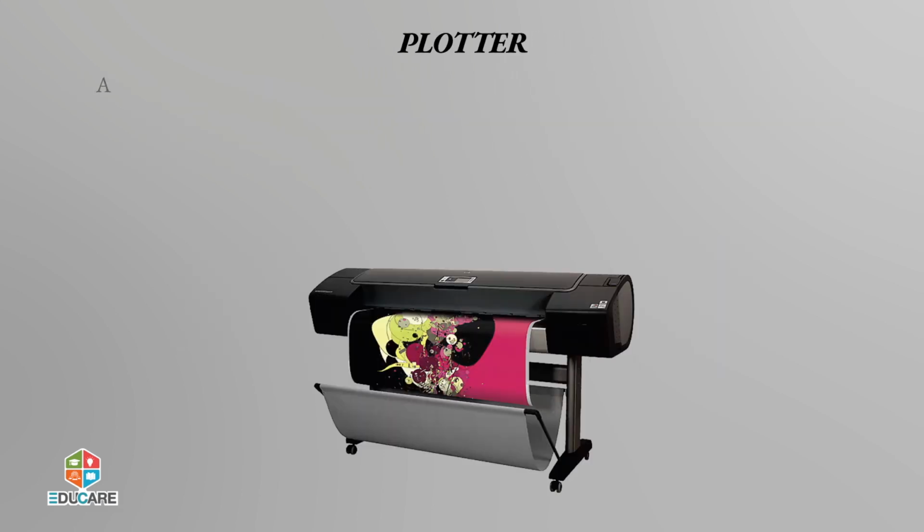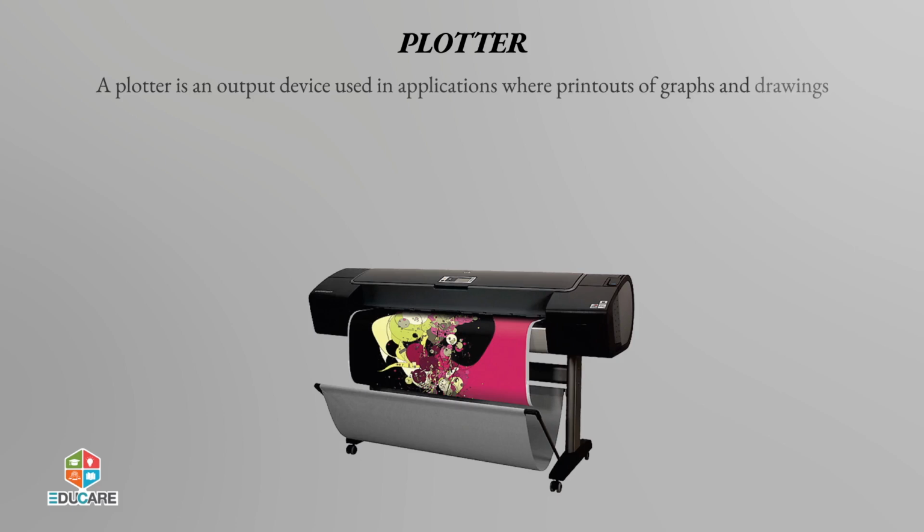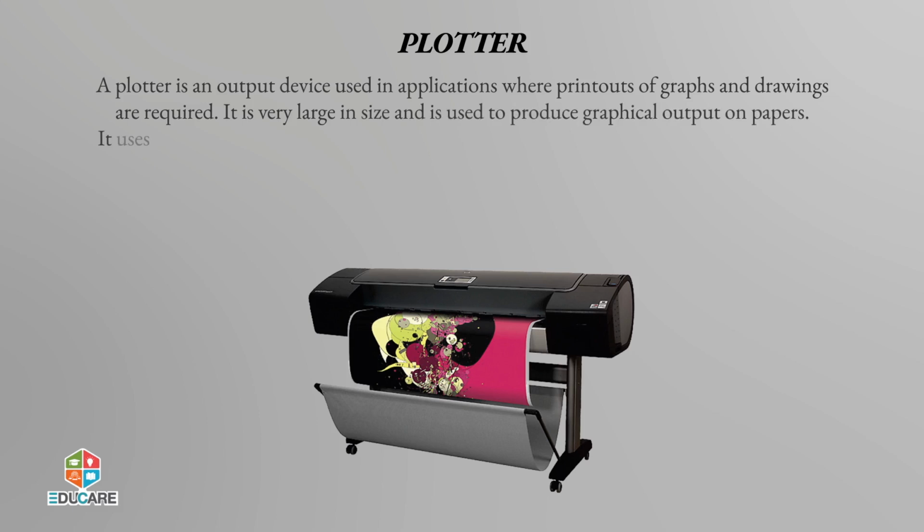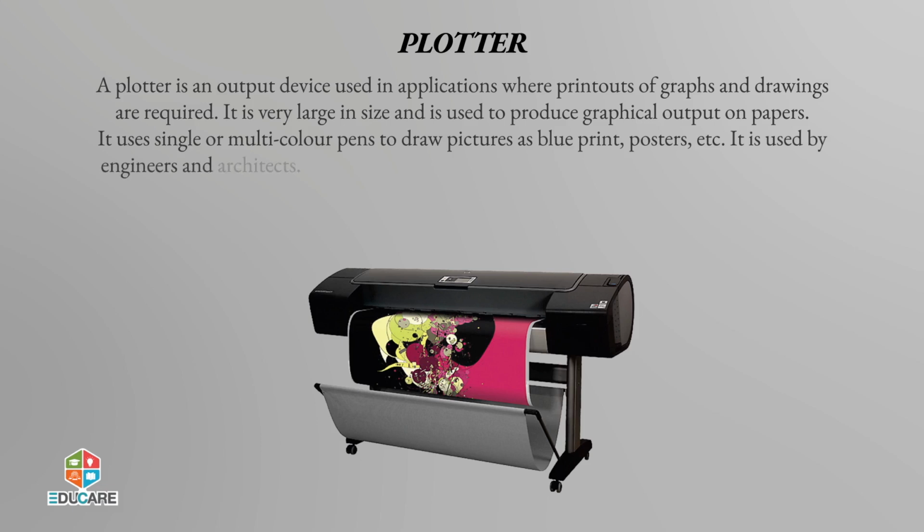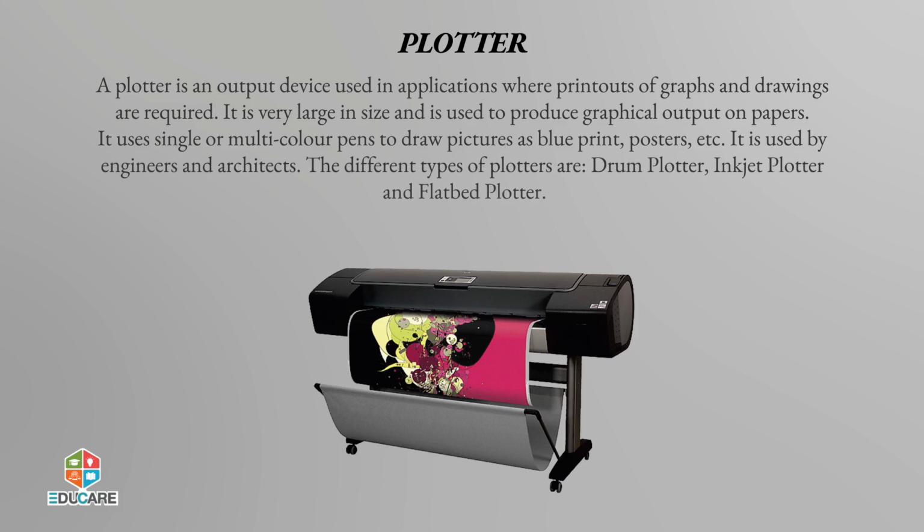Plotter. A plotter is an output device used in applications where printouts of graphs and drawings are required. It is very large in size and is used to produce graphical output on papers. It uses single or multicolor pens to draw pictures as blueprint, posters, etc. It is used by engineers and architects. The different types of plotters are drum plotter, inkjet plotter, and flatbed plotter.